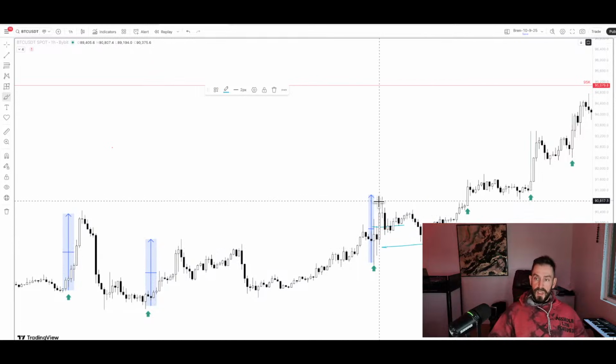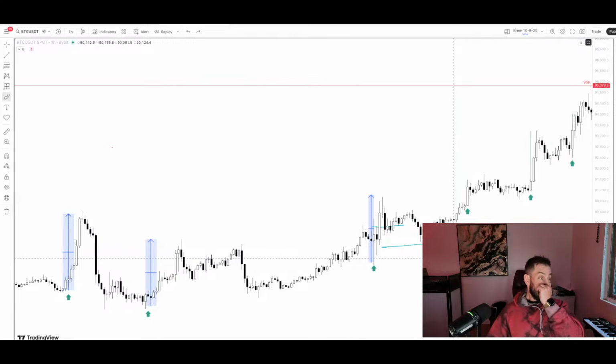So as you can see, it went down, tagged us in, went up, then we went down again, got very close to our stop, yet didn't really cause us any problems because now we're making money again. As soon as we get past this line, now we're back in profit. So that's awesome.